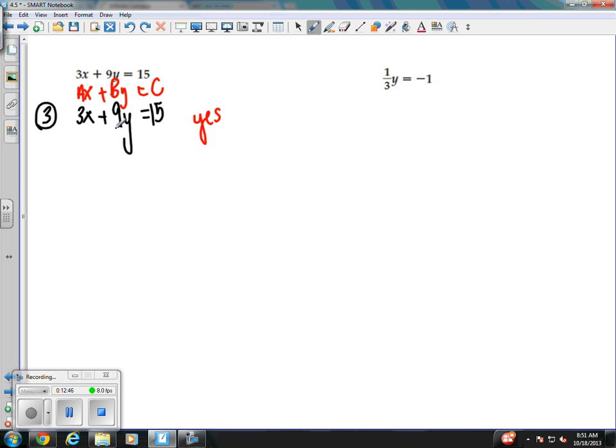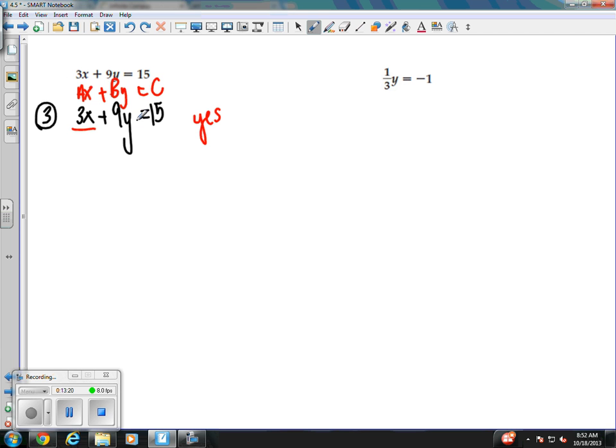So step 1, make sure A is not negative. A is positive. It's a positive 3, so we're good. Step 2, no fractions. So I'll look across here. No fractions, so we're good. And the last one, step 3, says check for a GCF of 1. My smallest number here is 3. So let's check it. Can 3 go into 9 evenly? Yes, it can, 3 times. And can 3 go into 15 evenly? Yes, it can. So that means 3 can go into all these numbers evenly. So my GCF right now is actually 3.